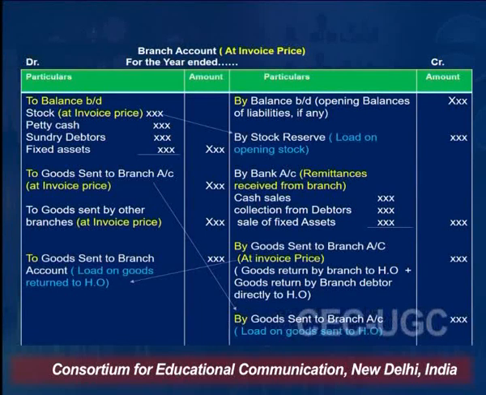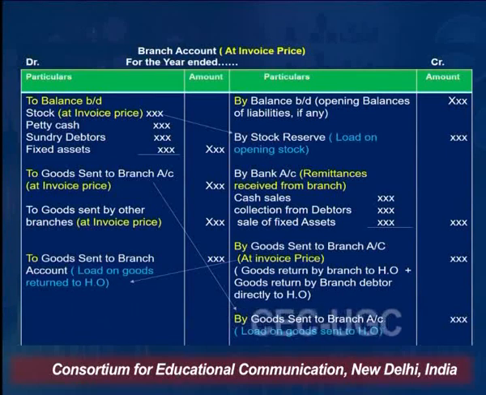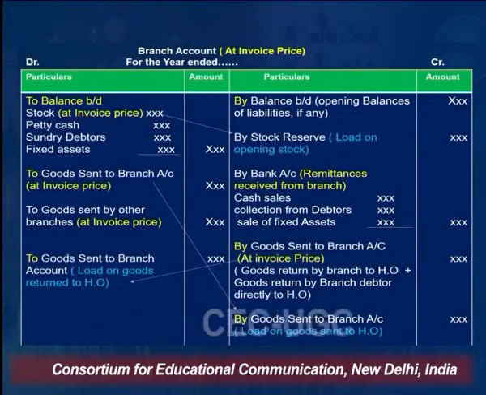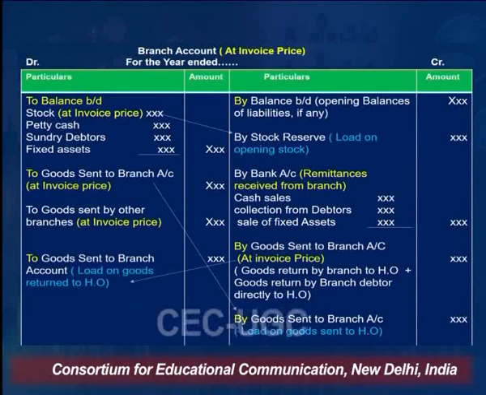The next item on the debit side is goods sent to the branch. These are the goods which are sent by the head office to the branch, and these are shown always at invoice price. The next item which is shown on the credit side, a very important item, is all the remittances which are made by the branch to the head office. You can see the item with the name by bank account, and it is written here as remittances, and these are the remittances which are received from the branch by the head office.